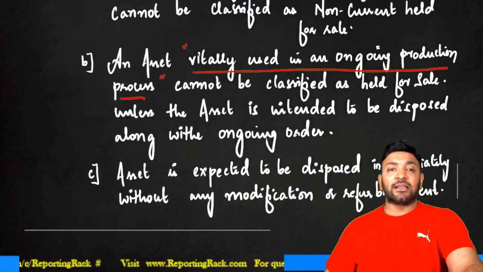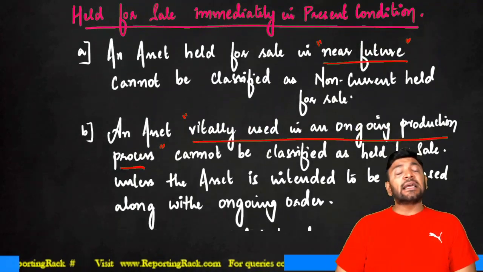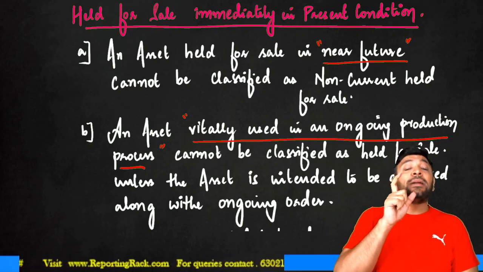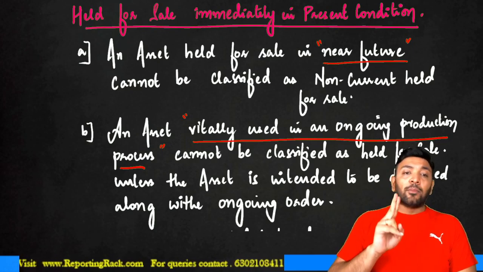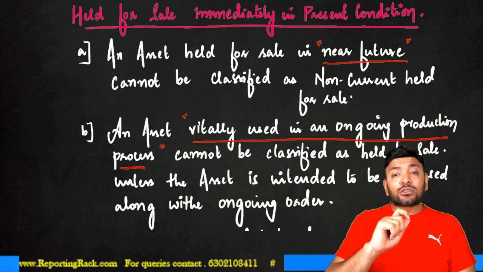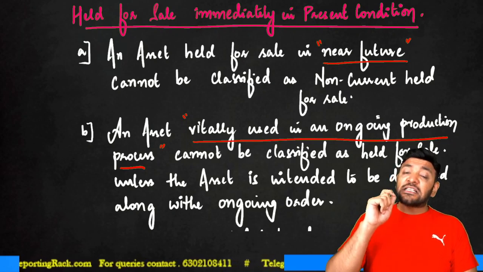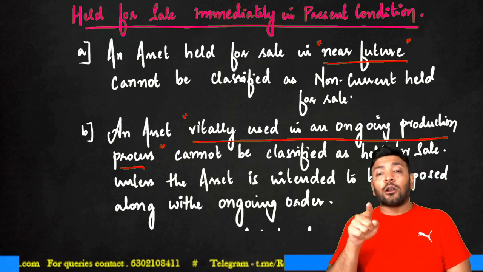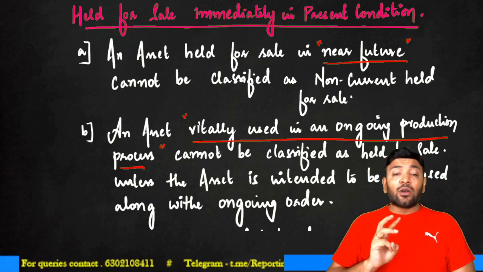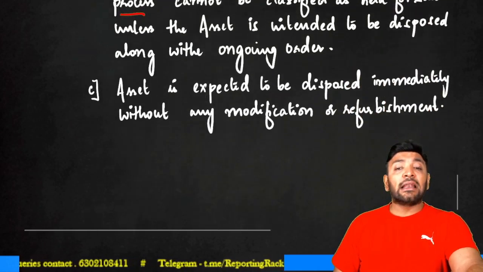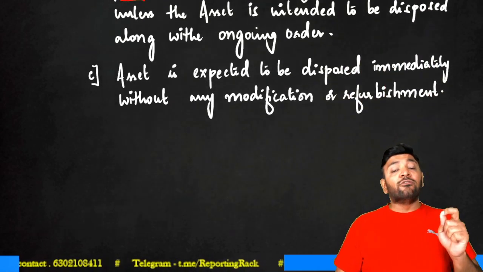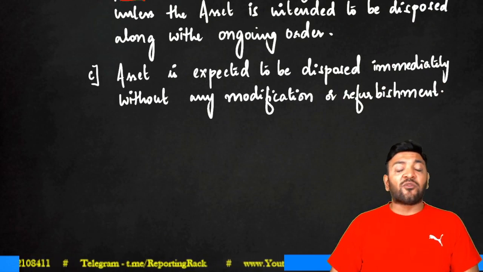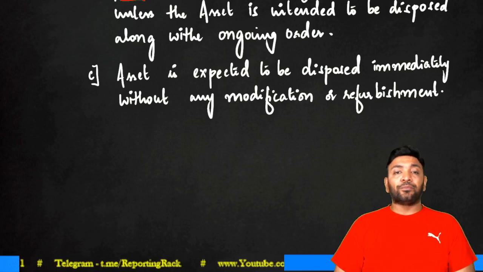So three aspects that we have seen. First case, an asset held for sale in near future cannot be classified as held for sale since the word immediately is not satisfied. Number two, an asset which is vitally used in the production process cannot be classified as held for sale unless you intend to dispose the asset along with the ongoing order. Clear? Third one, you have to sell the asset or expect to sell the asset without any modifications or refurbishment. Then you can classify it as Ind AS 105 non-current asset held for sale.